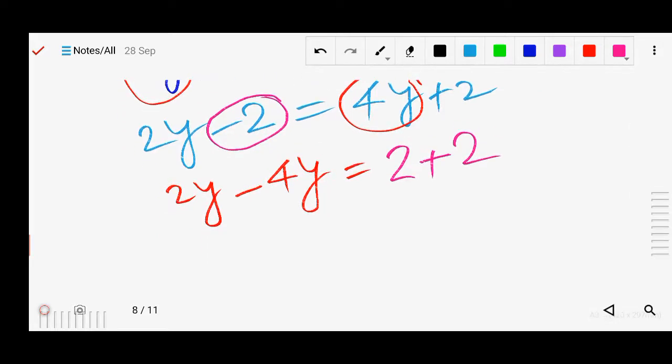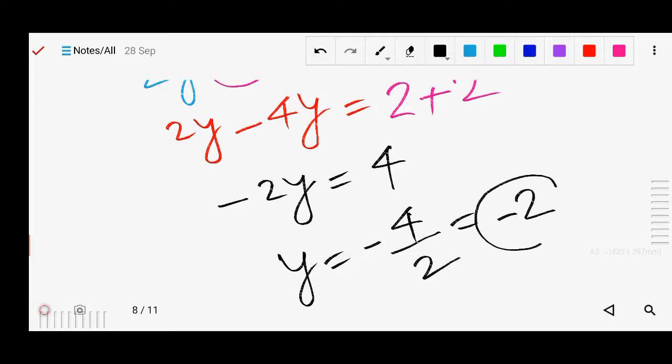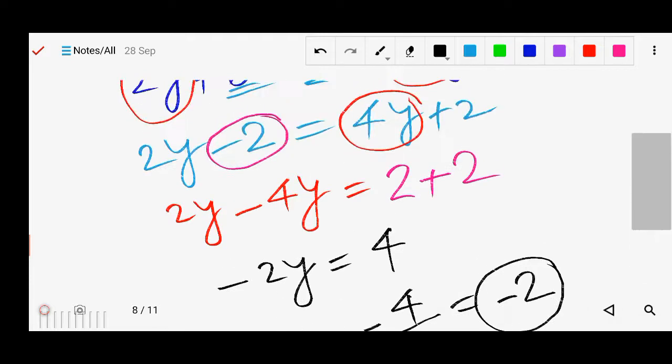Okay, now you can see plus 2y and minus 4y will be minus 2y, and here will be 4. Okay, now y equals 4 divided by 2, and this minus sign you can bring to the other side. So it will be 2 and there is a minus sign. Okay, so y's value is minus 2, so we got the value of y is minus 2.